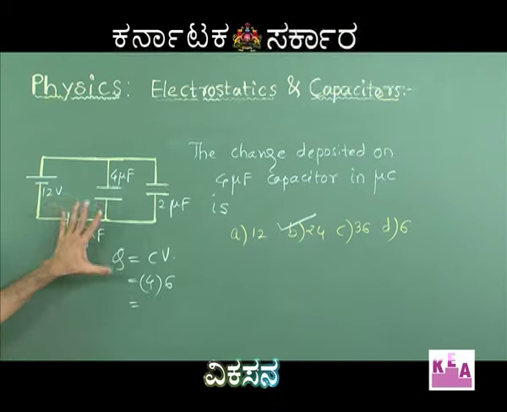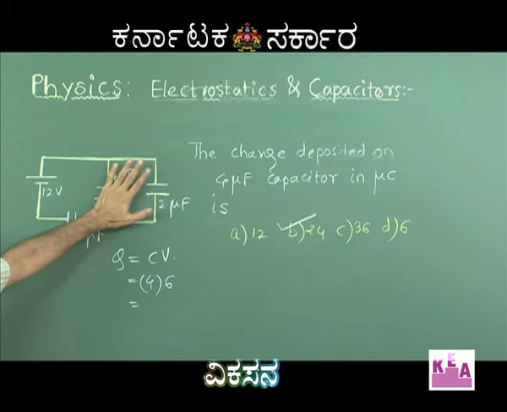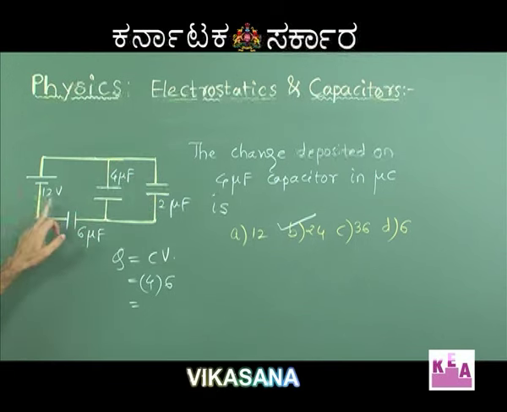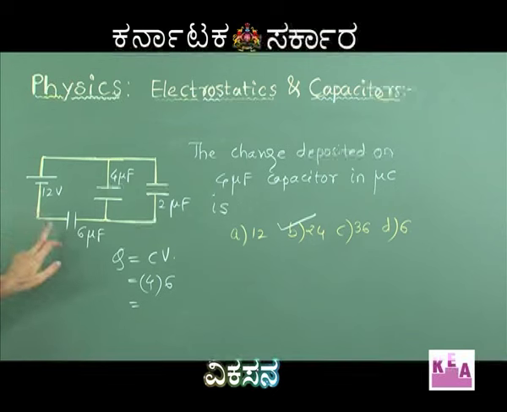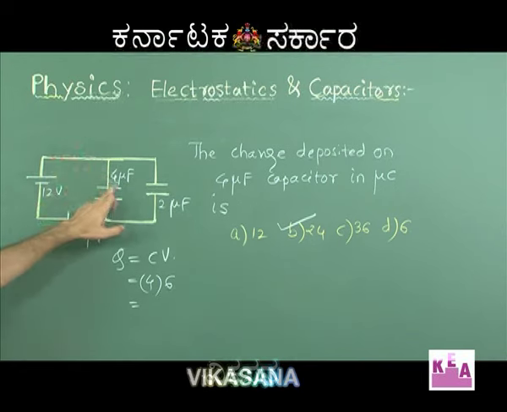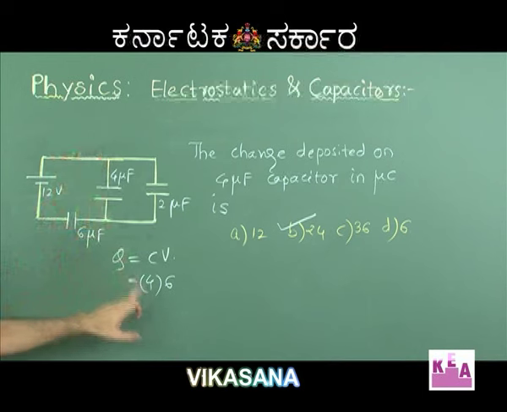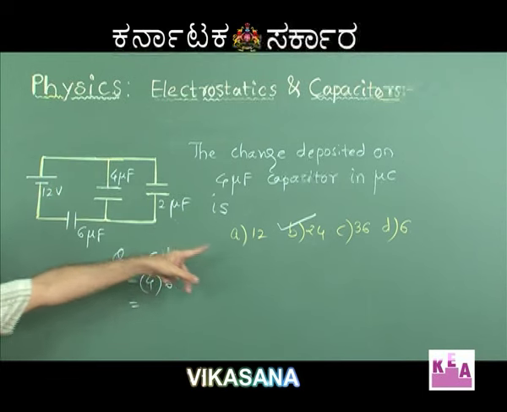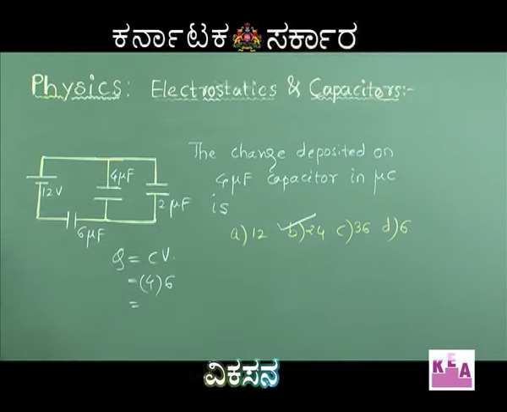So, it is a simple network, these two are in parallel. So, if you add them you will get 6 microfarad capacitor, that will reduce the given network into only 2 capacitors of 6 microfarad each with a 12 volt battery connected. So, the drop across each one of them should be 6 volts. Knowing the drop and knowing the capacitance, you can find out the charge. 24 microcoulombs is the charge deposited.